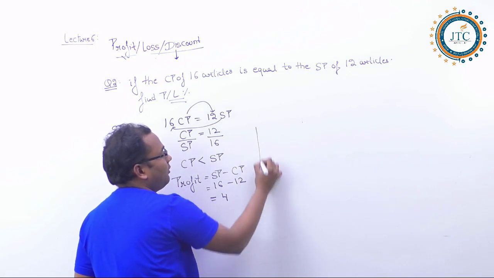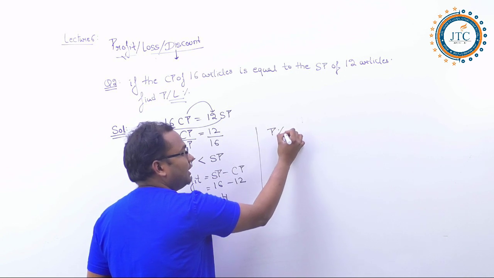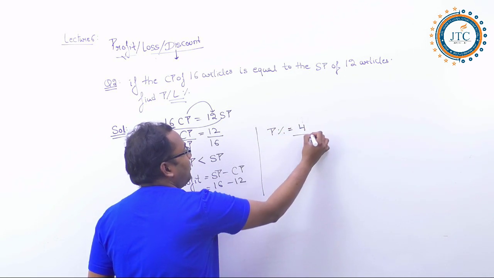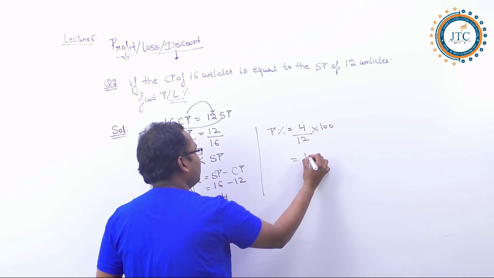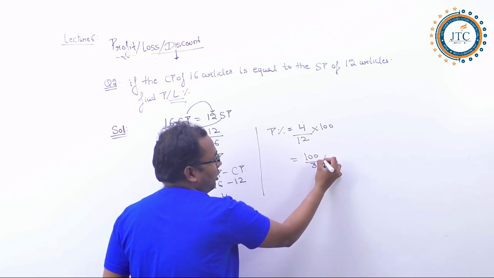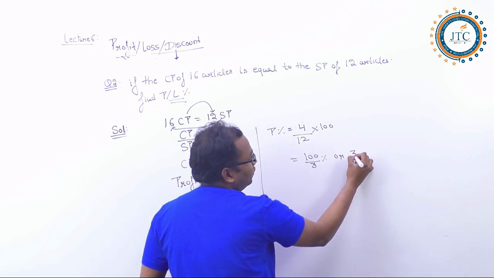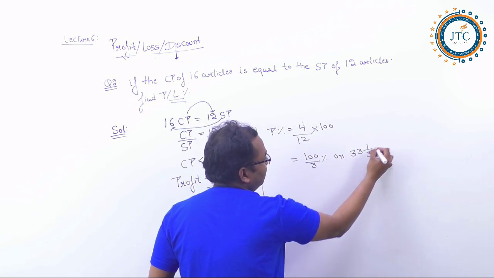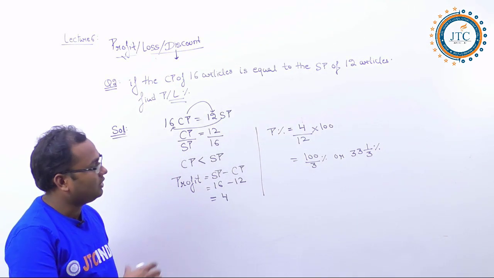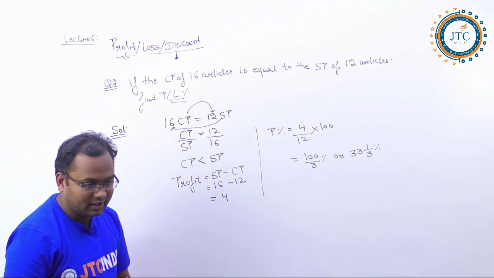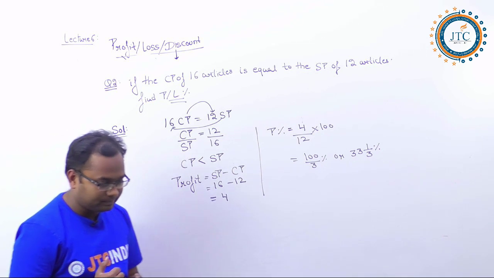So what is the value of profit percent? We can directly write it here: profit upon cost price into 100. So profit percent is equal to 100 by 3% or 33 1 by 3%. So this is our answer. Any doubt?